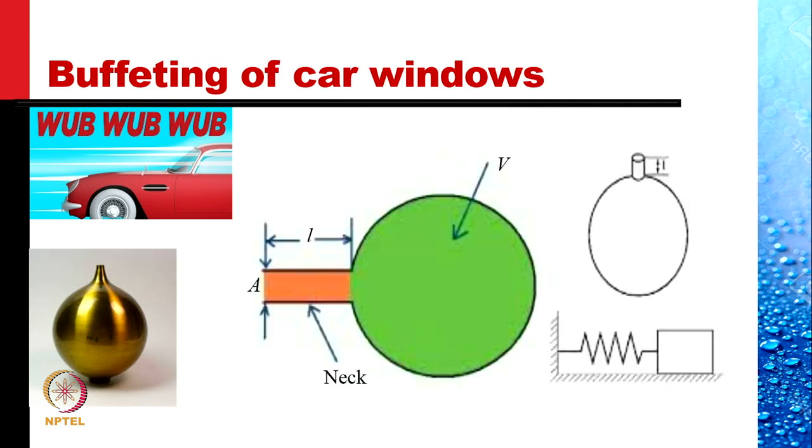Helmholtz has analyzed this: a volume V with a neck of cross-sectional area A and length L. It's like a mass on a spring. This air volume serves as a kind of spring. This is a mass that oscillates. Helmholtz found the frequency for this mass. This is a very important innovation. It has been used in old churches to produce sound damping effects.